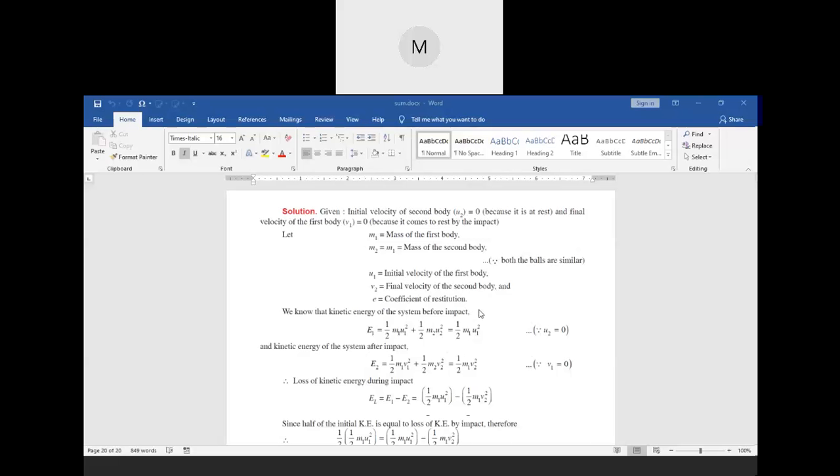So we know the kinetic energy of the system before impact. Before impact it was in that manner. Now after impact it is a bit different. So after impact, it is half m1 v1 square plus half m2 v2 square.